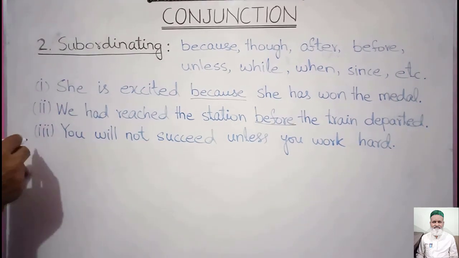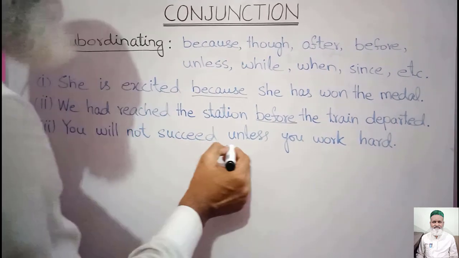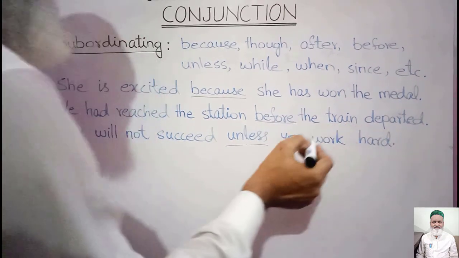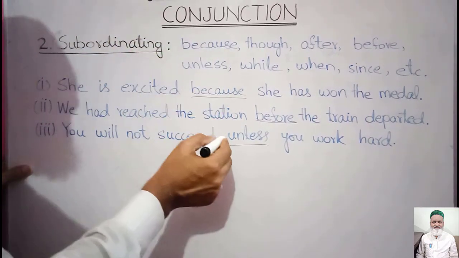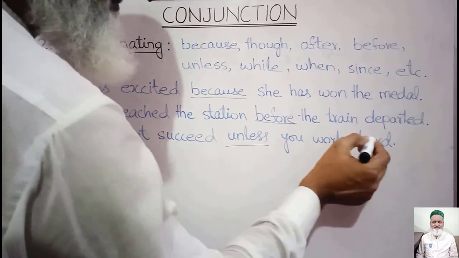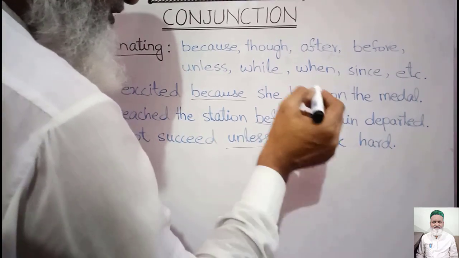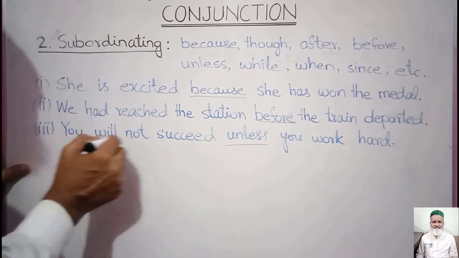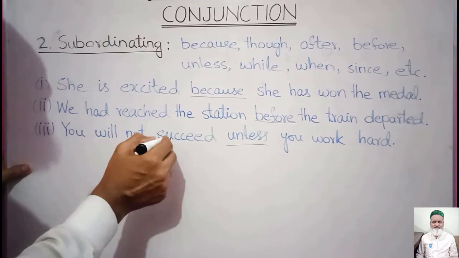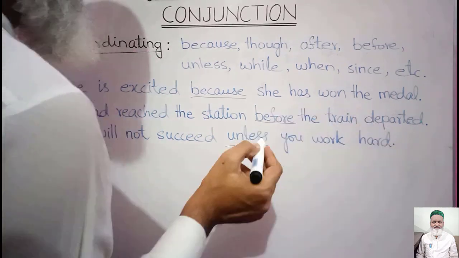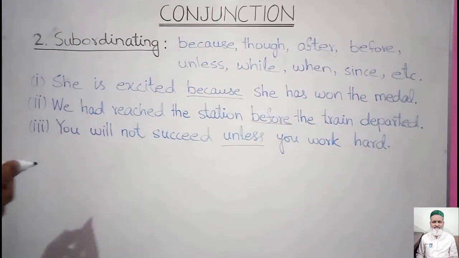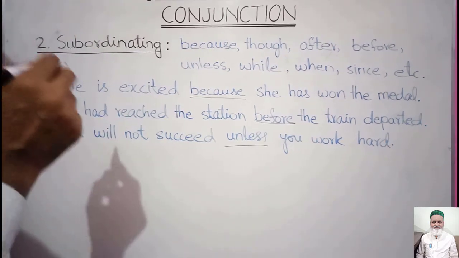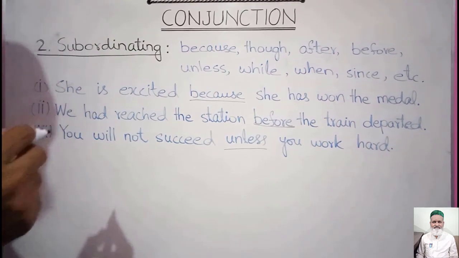In sentence number 3, you will not succeed unless you work hard. This clause, you work hard, coming after the subordinating conjunction unless, is a dependent clause. This clause depends upon the independent clause, you will not succeed. You will not succeed unless you work hard. So it was all about subordinating clauses, and now we proceed to the third type, that is correlative conjunctions.